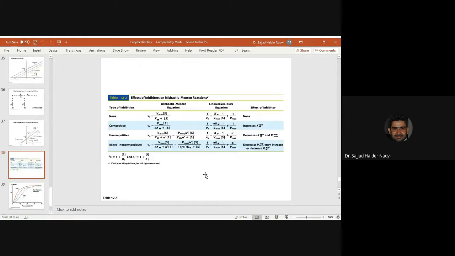This is another effect of inhibitor on the Michaelis-Menten reaction. I want to show you with a graph.